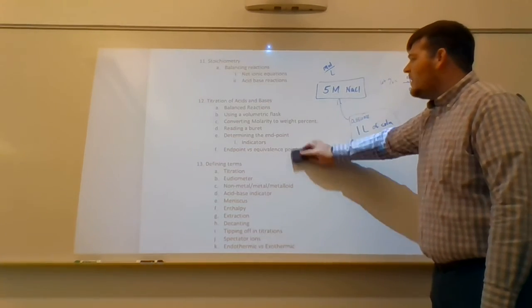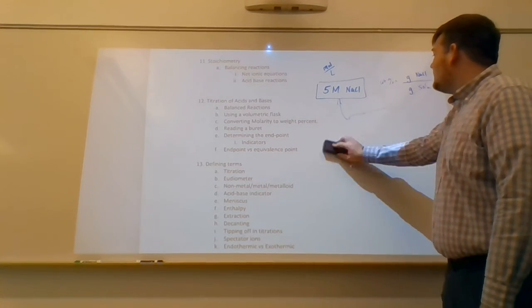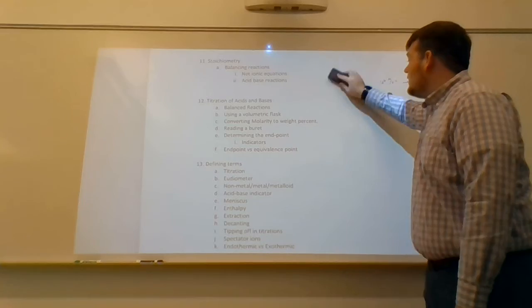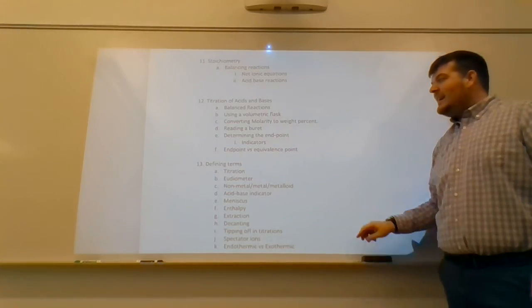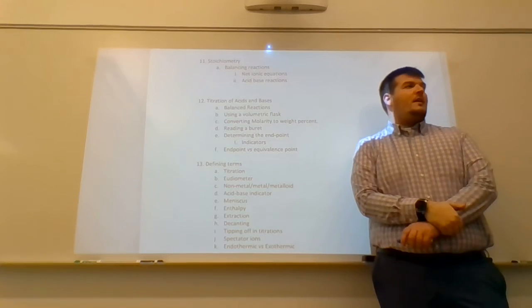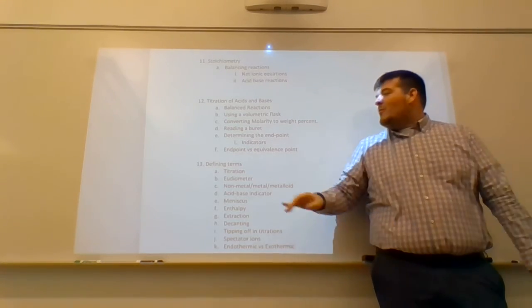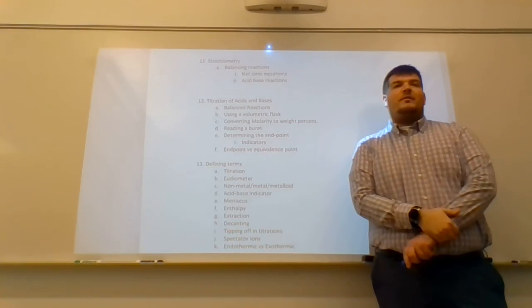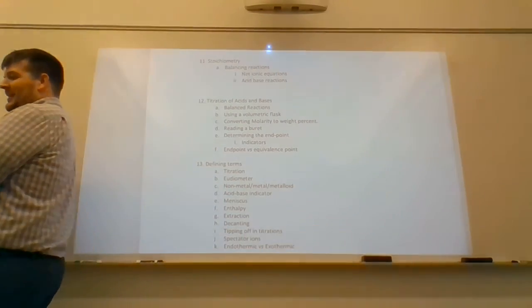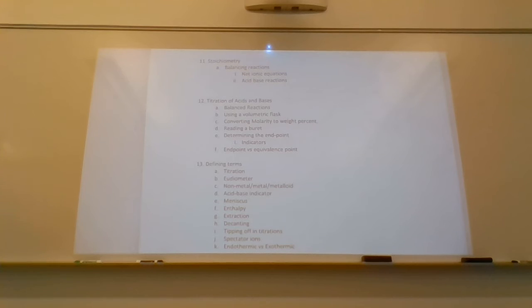All right, reading a burette, we just talked about that. Determining the end point. We talked about indicators last time we met in lab. Indicators tell us the end point of a titration. What does that mean? End point versus equivalence point. The end point is when there is a color change.